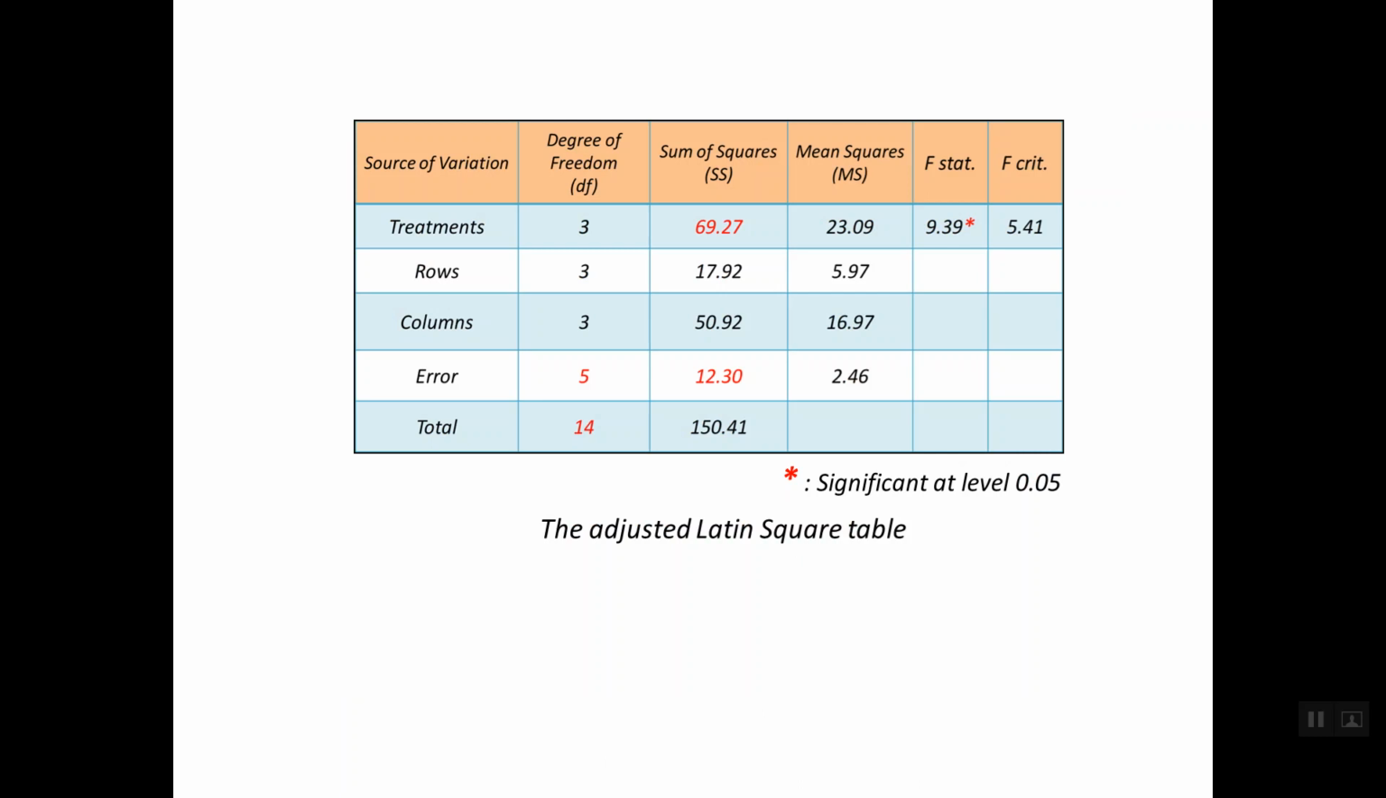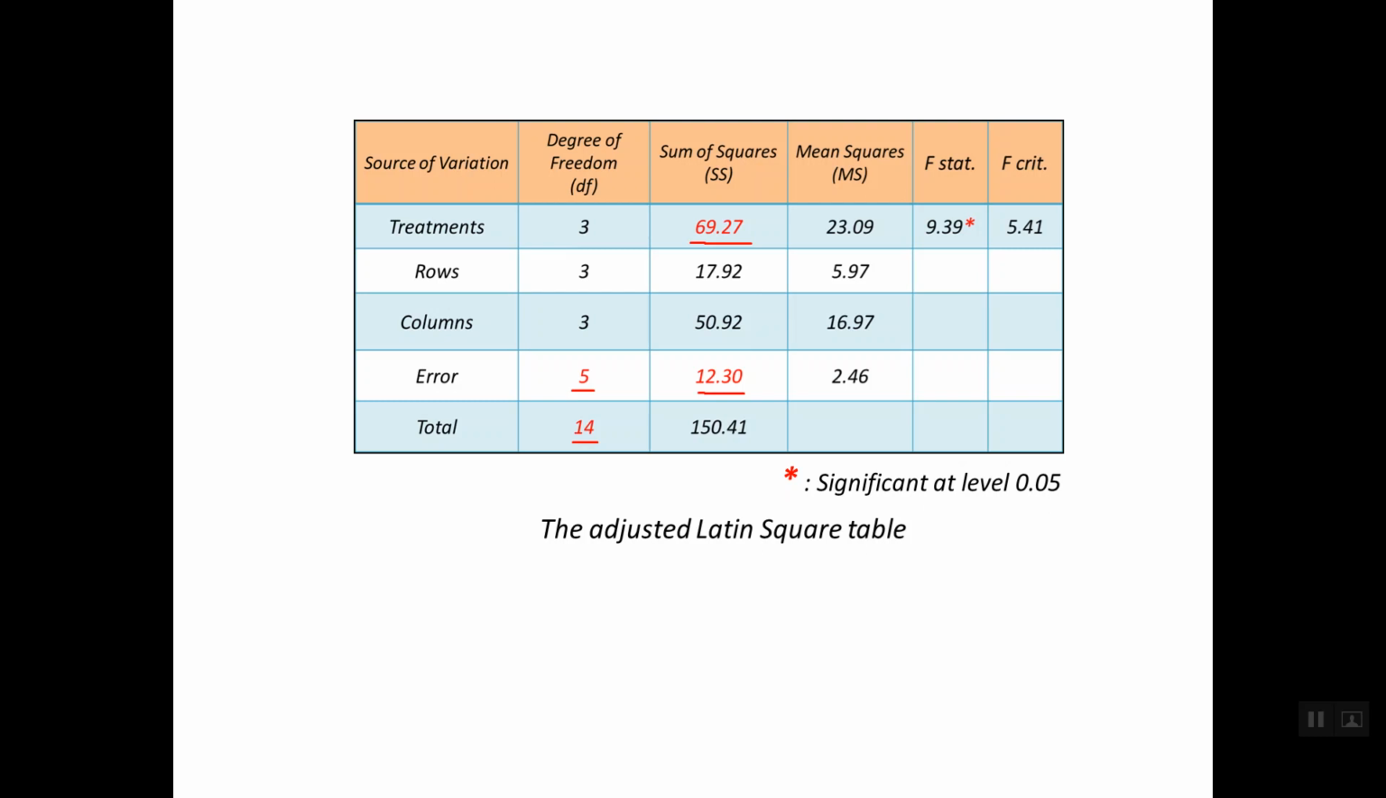So this is the adjusted Latin square table, which is the recommended one. Notice that the values that changed have been colored in red. The SS for the treatment is reduced. The SS for the error is increased by the same amount. The degree of freedom for the error is reduced by 1, and the total is reduced by 1. So this is the recommended and the final results needed for this question.